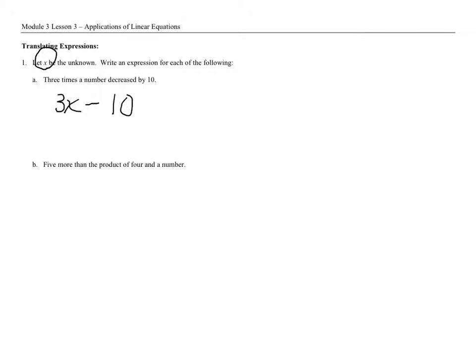5 more than the product of 4 and a number. So here's the deal. We're going to look at the product of 4 and a number first, and then we'll do the 5 more than. Product means to multiply, so we want to multiply 4 times this number, so it'll be 4x. And 5 more than means to add, so we're going to add 5. Done. Okay, let's do the next one.